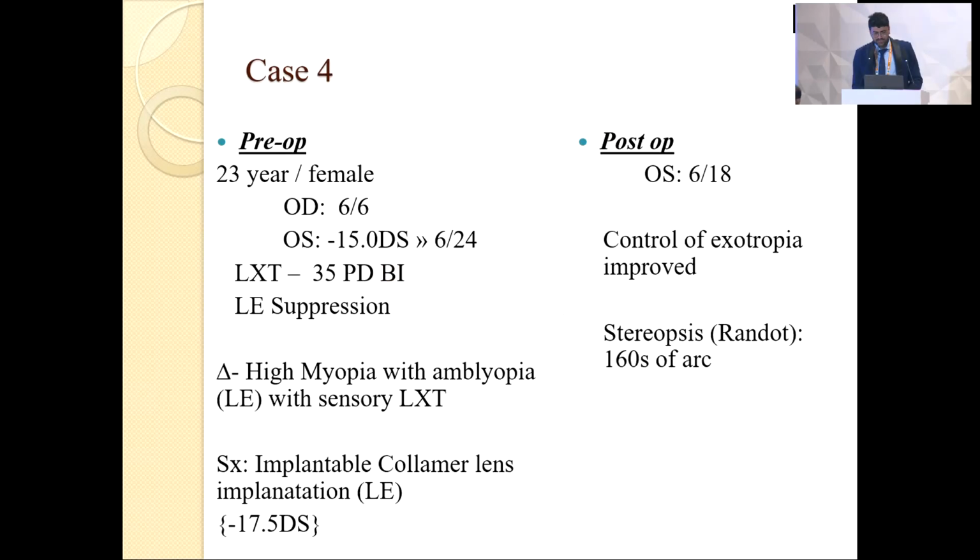Case 4 was a 23-year-old female having 6/6 vision in the right eye and -15 diopter sphere in the left eye through which vision improved to 6/24, and there was 35 prism diopters of left exotropia and left eye suppression. Diagnosis was high myopia with amblyopia in left eye with sensory left exotropia. Patient underwent implantable Collamer lens implantation in the left eye. Power was -17.5 diopter sphere. In post-operative, the vision improved to 6/18 and control of exotropia improved. Stereopsis documented was 160 seconds of arc.